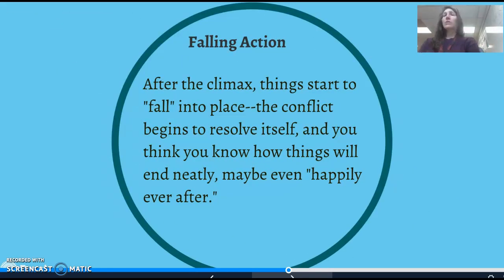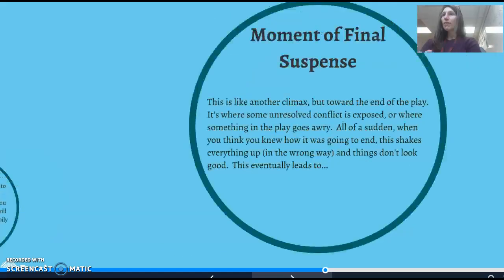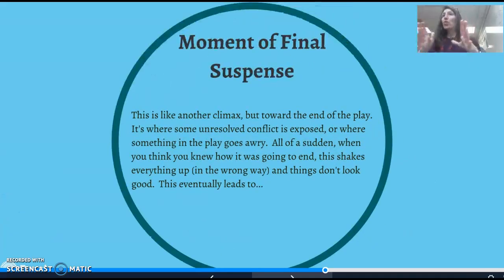So then we drop down into the falling action. Things start falling into place here. There might even be thinking about a happily ever after. However, in a tragedy, we spike back up. There's a moment of final suspense that we didn't foresee happening. It's like another climax, but it's not quite as exciting. Something was unresolved and it is exposed.